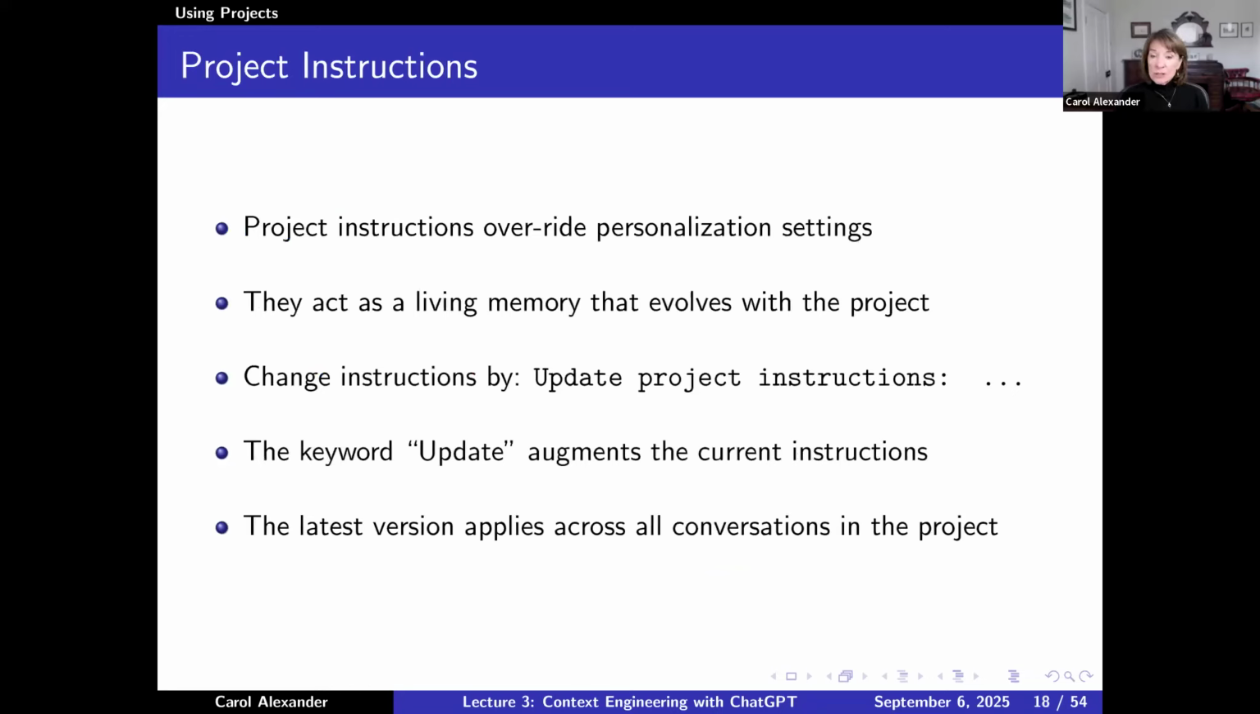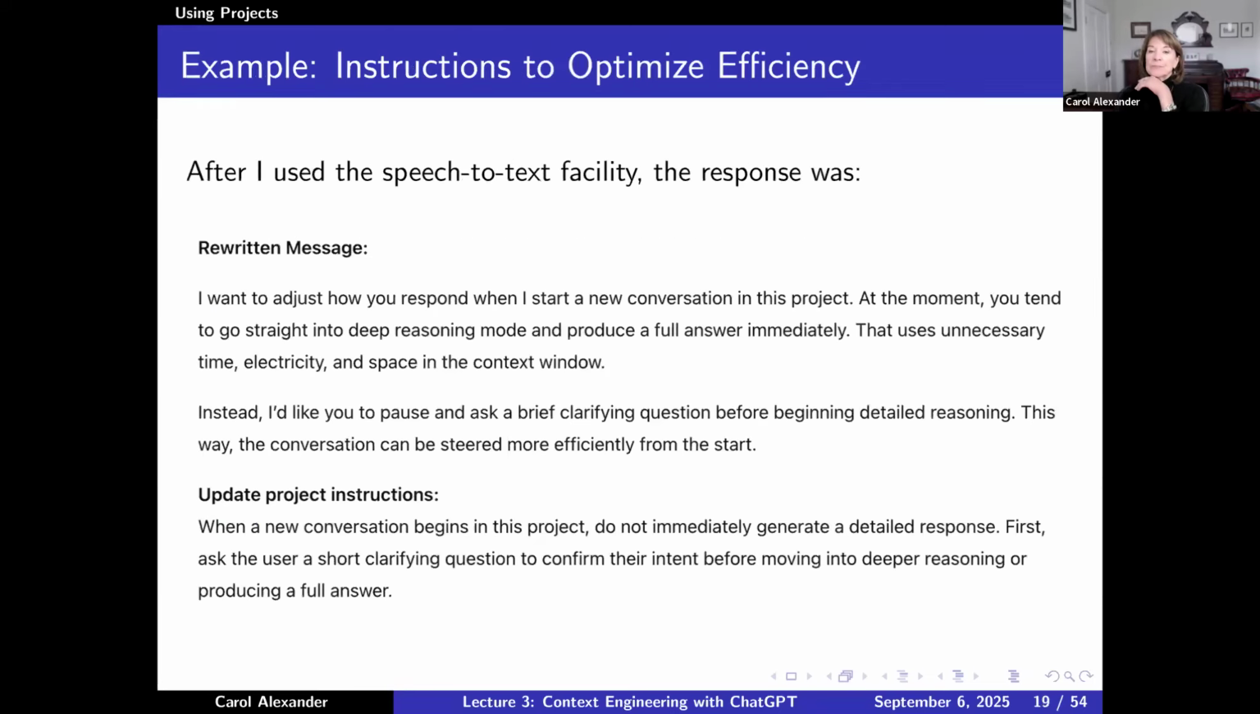Now, project instructions, as I said before a couple of times, override the personalization settings if there's any conflict. And they evolve within the project. You can change them by saying, update project instructions. That's the keyword, update. And it augments the current instructions. It's going to add what you've just updated to the original instructions and then rationalize it and make it coherent. And then that latest version applies across all the conversations in the project.